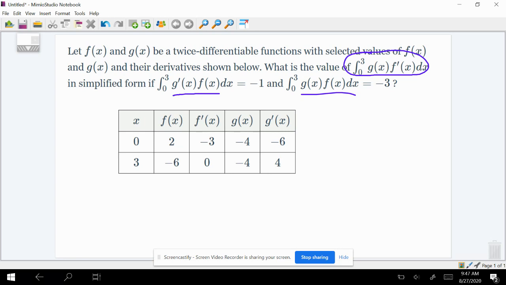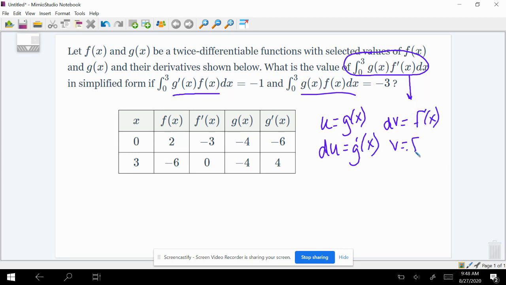And then you kind of have to put together what information you actually need. So first we're going to start with the given integral here and write down our parts. So our u, our du, our dv, and our v. So u is going to be g because we can derive it to get g prime. And then dv is going to be f prime because we can integrate it and get f.